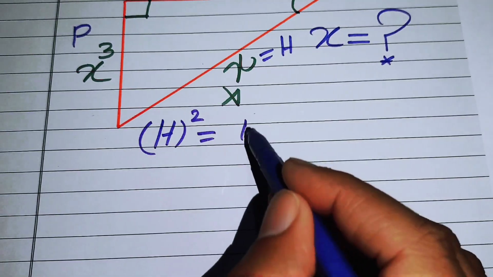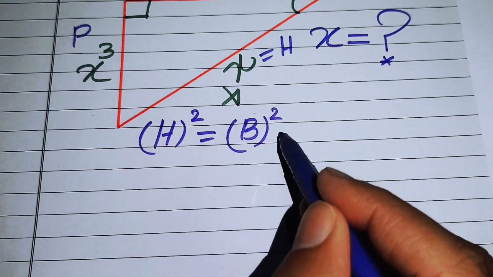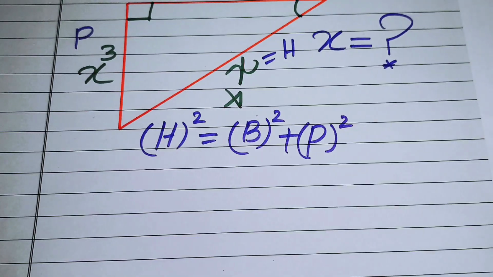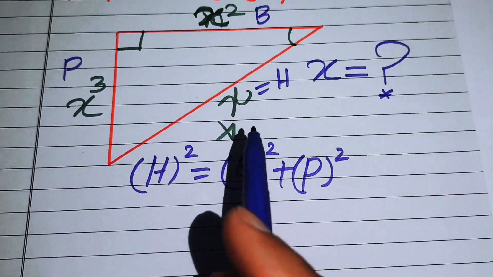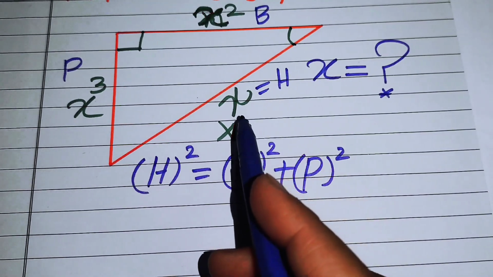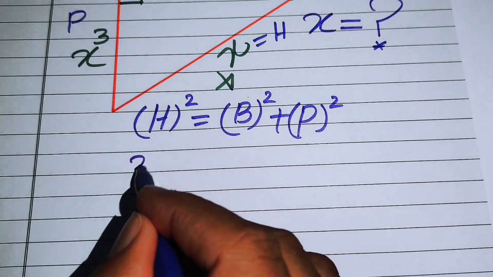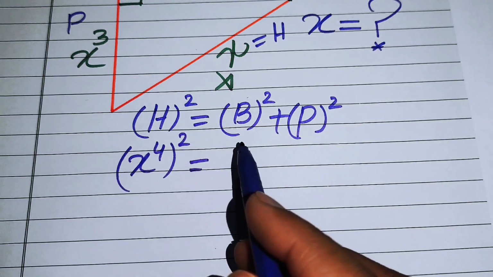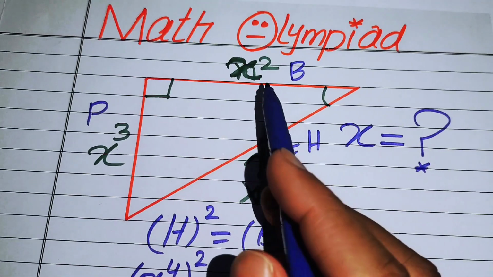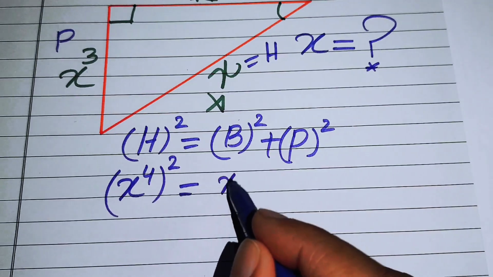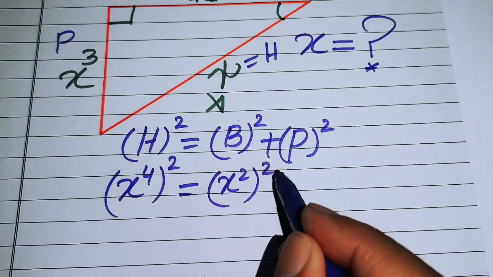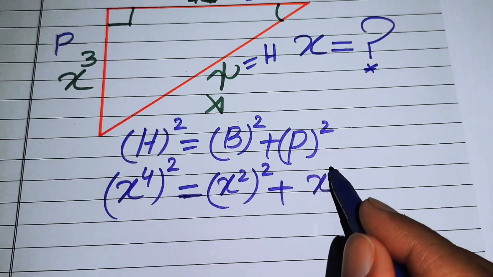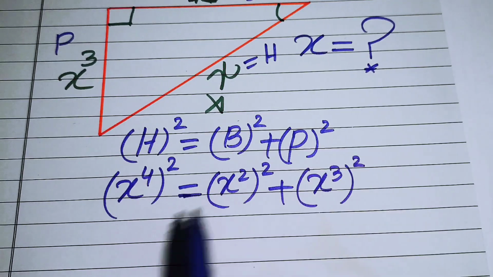Now here we can use the nice Pythagoras theorem, and you know that the Pythagoras theorem says hypotenuse squared equals base squared plus perpendicular squared. So now we put in the values of hypotenuse, base and perpendicular. The value of hypotenuse is x to the power of 4, so we put here x to the power of 4, whole squared. And here we have base, so the value of base is x squared, whole squared, and the value of perpendicular is x cubed, whole squared.